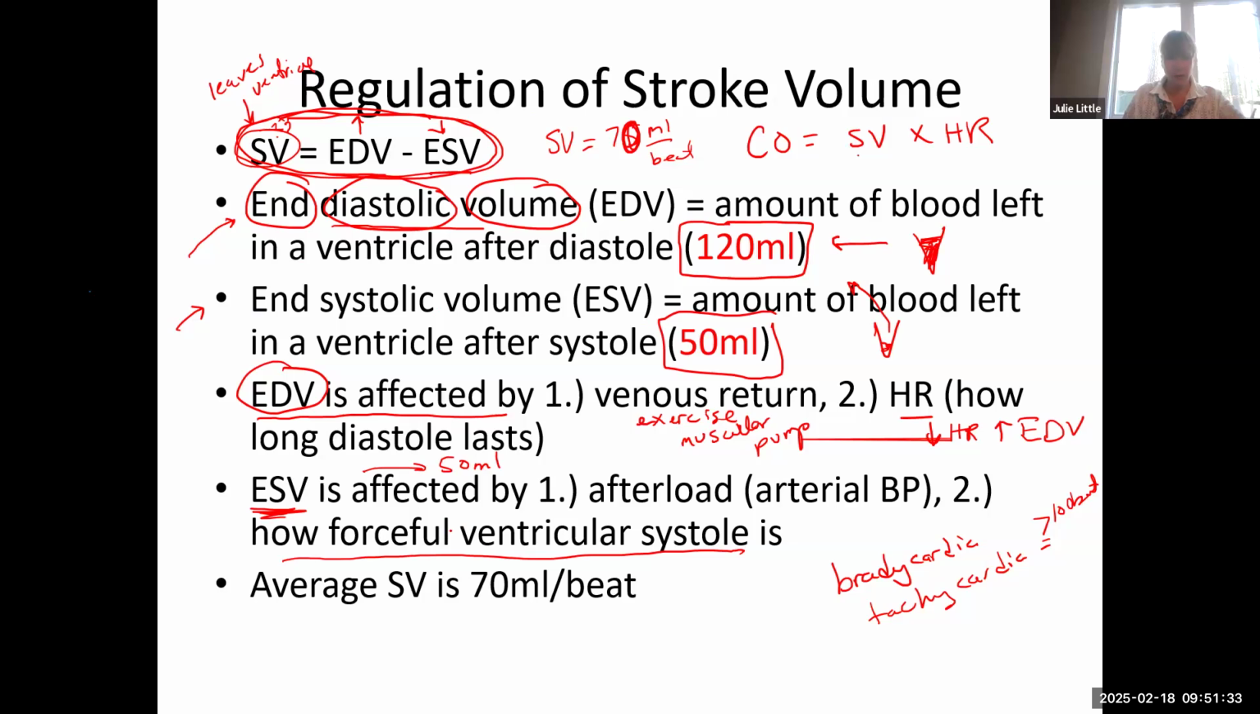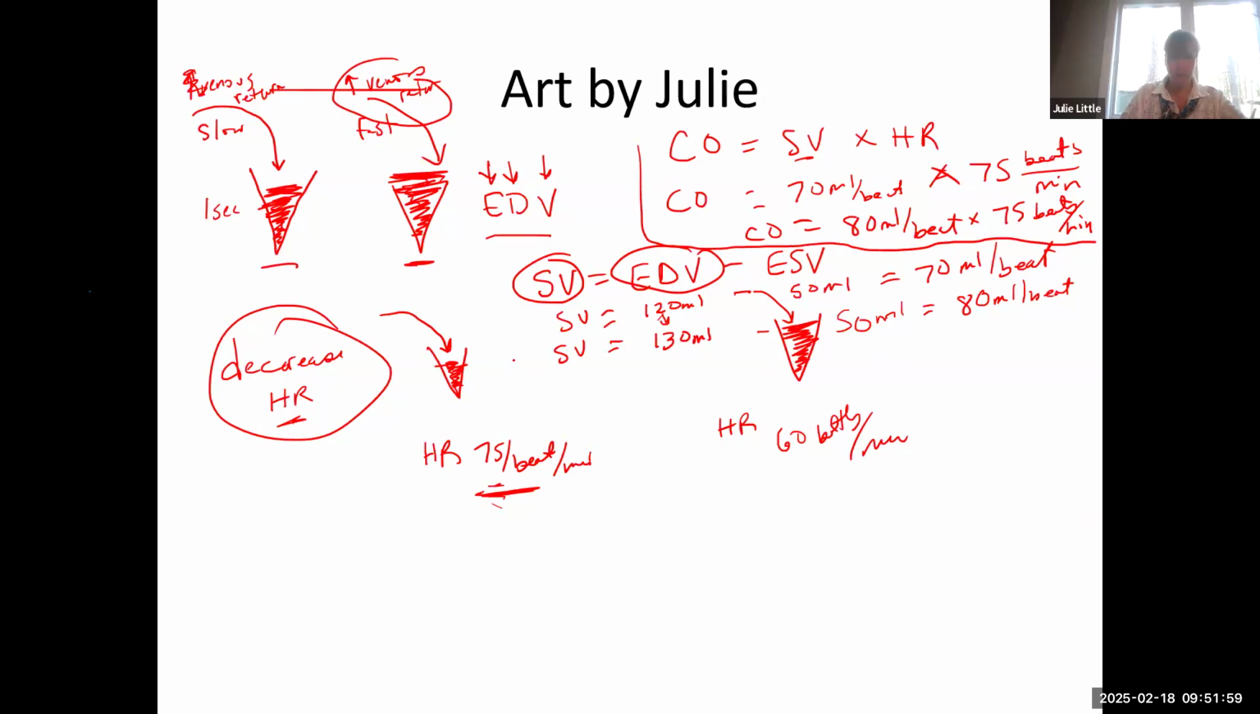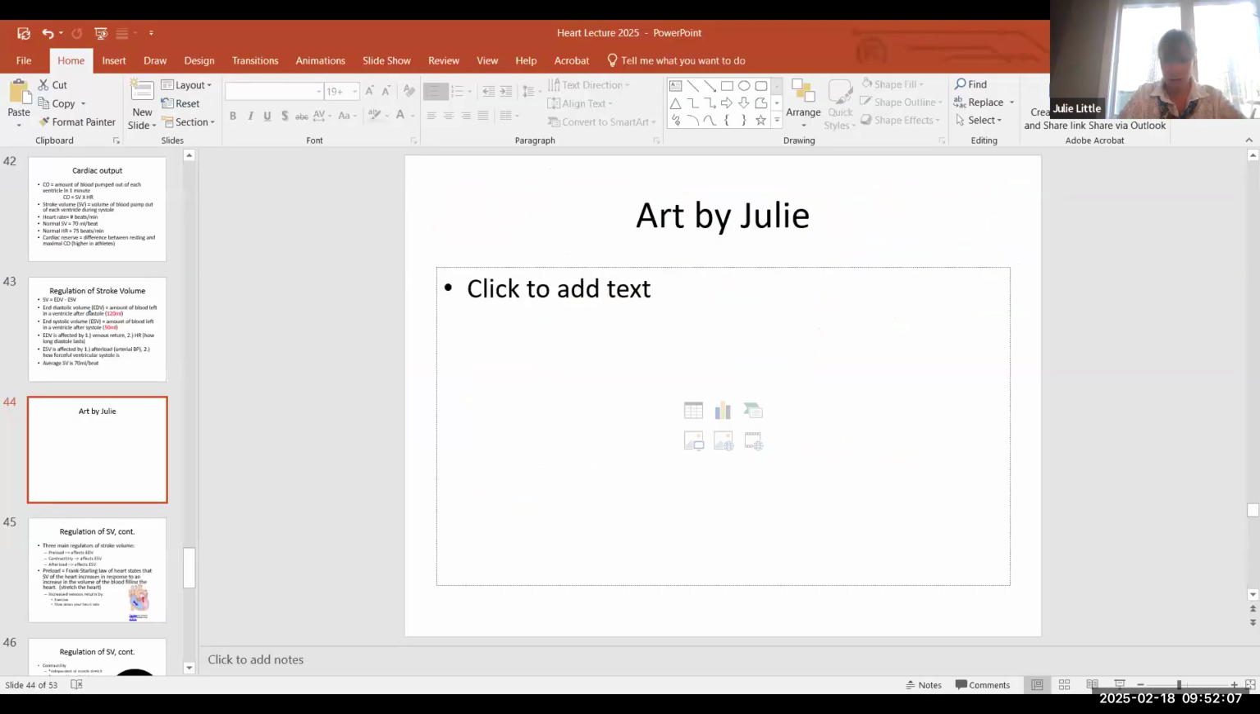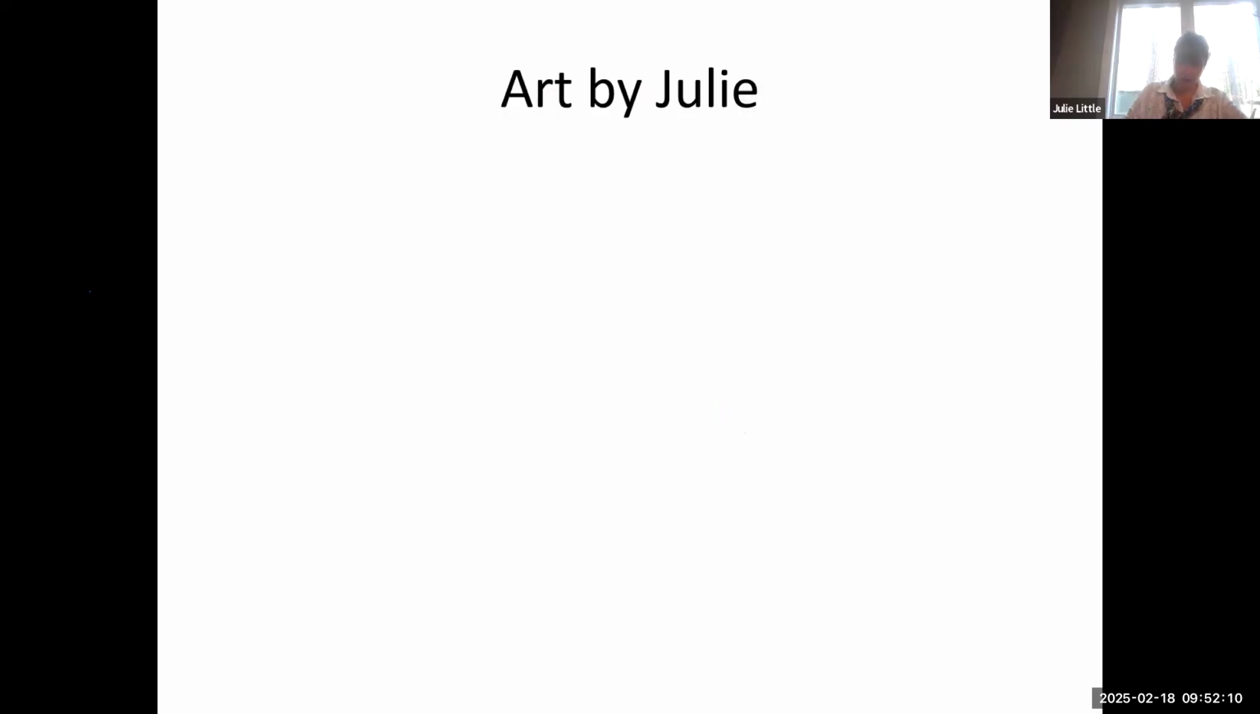This forceful ventricular contraction, we will go into what causes that here in a little bit. But afterload, what I want you to think of afterload is the blood pressure inside whichever artery the ventricle is sending blood into. If we're the right ventricle, we're sending it into the pulmonary trunk. If we're the left ventricle, we're sending it into the aorta. So let's get into this afterload situation. I'm going to clear this and get back to it. End systolic volume.